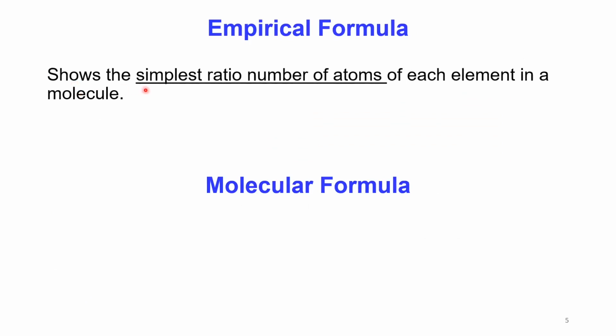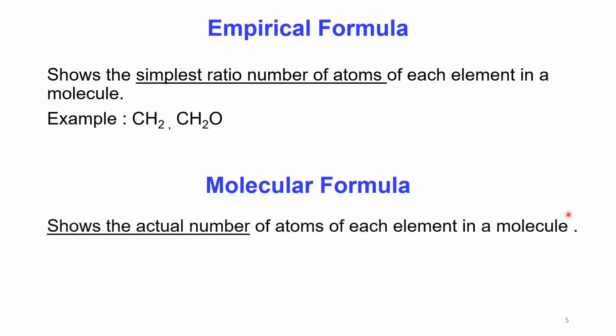So next, we look at the definition of empirical formula. Empirical formula shows the simplest ratio of the number of atoms of each element in a molecule. The examples for empirical formula are CH2 and CH2O, while molecular formula shows the actual number of atoms of each element in a molecule. The examples for molecular formula are C2H4 and C2H4O2.